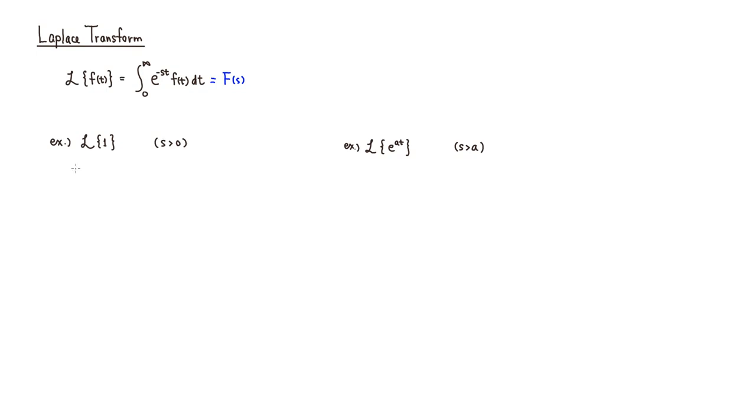By definition, we have the integral from 0 to infinity of e to the negative st, and f of t in this case is 1, so times 1 really doesn't do anything. I'm going to erase that. The antiderivative of e to the negative st would be e to the negative st over negative s.